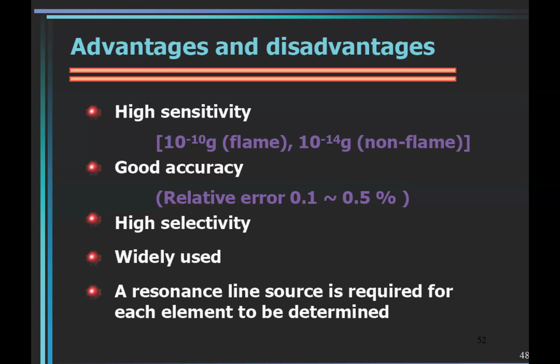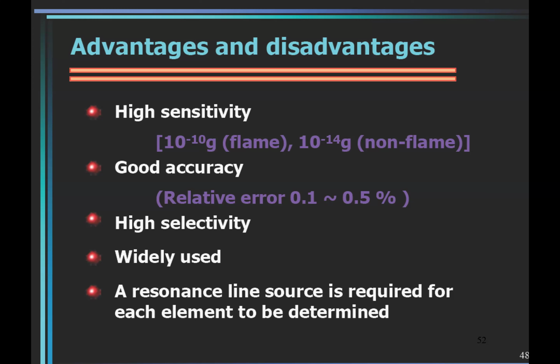Look at the advantages first. AA in general has very high sensitivity. If you're dealing with flame AA, you can go to 10 to the minus 10 grams, past the nanograms. Are we together there? That's a sensitivity, although we can push it further with other methods, but that is good. And if you're dealing with non-flame, for example graphite furnace, it can go greater than 10 to the minus 14 grams. So that is the sensitivity: how low a concentration you can measure.